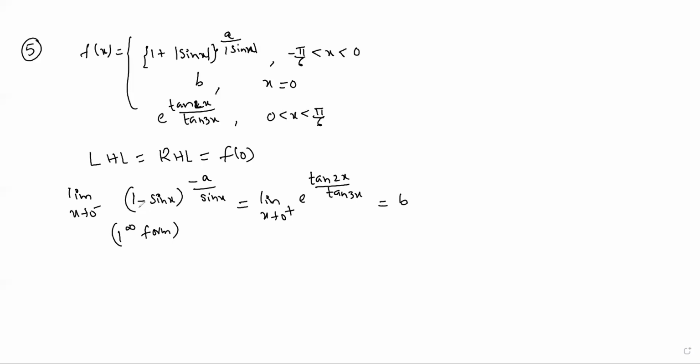Listen directly, if you substitute 0, 1 minus sin 0, 0 minus a by sin 0, 0, anything by 0 is infinity. Now what is the 1 power infinity form? Now we can write this complete value. This is f of x, this is g of x. Now 1 power infinity form means e power limit x tends to 0 of g of x into f of x minus 1.